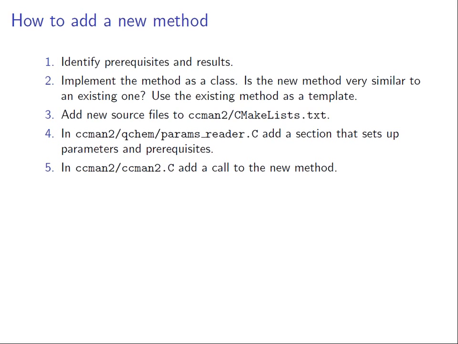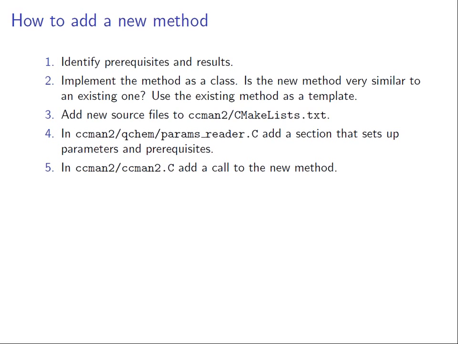Then, because you've created a new class, you need to add it to the CMakeLists.txt to make sure it compiles, and then open params reader and add a section that will set up the parameters for your class for the new method. It also has to make sure that the prerequisites are enabled. So if your method requires CCSD to be computed, then, if you take a look at how EOM is set up, you'll see that it sets up all the EOM parameters, but also makes sure that CCSD T amplitudes are enabled.